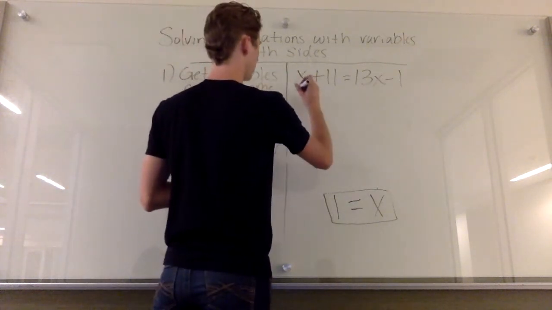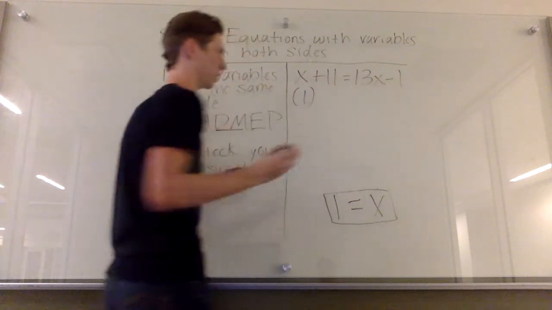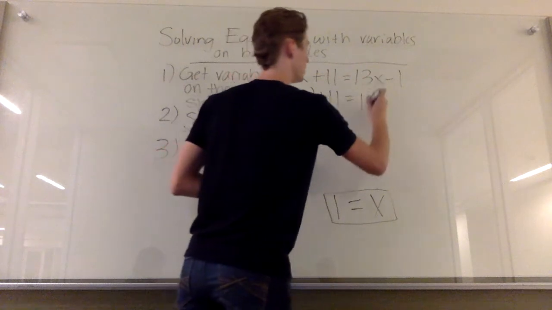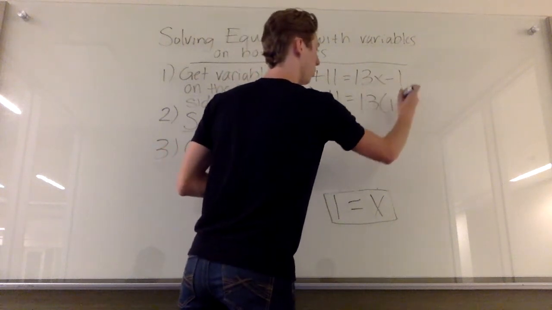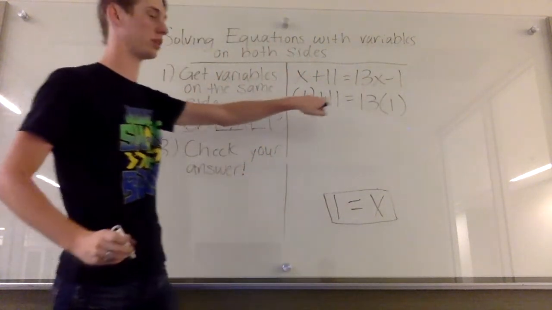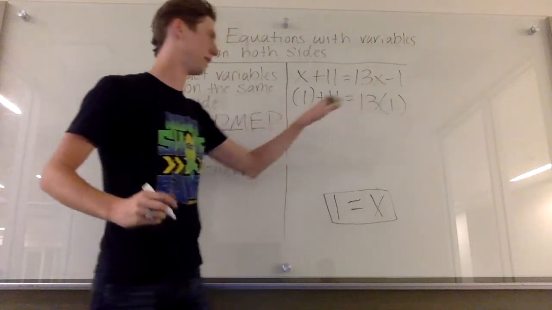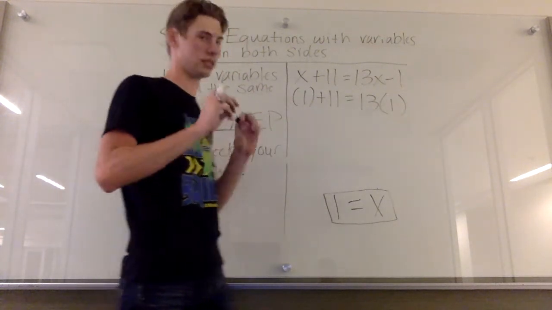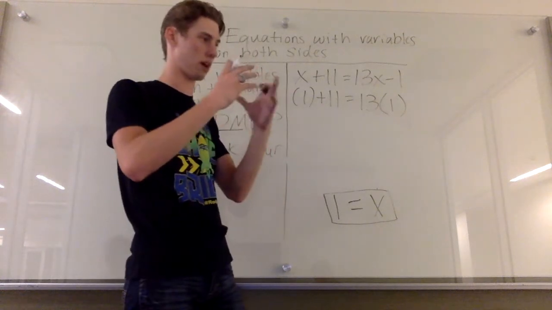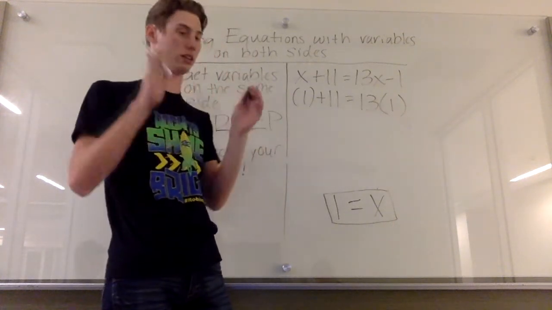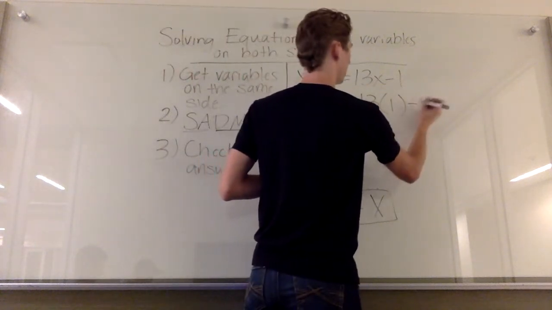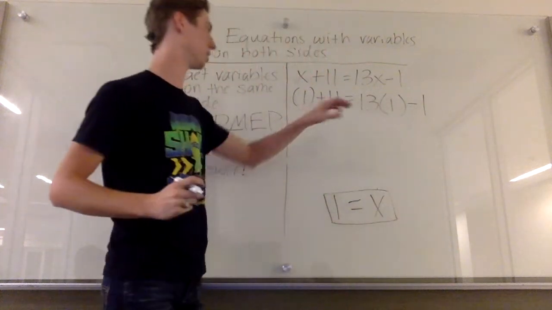So we've got an x here. Boom. There's a 1. Plus 11 equals 13 times 1. And if you'll notice, I'm putting parentheses around all of these. That just makes sure that there's no syntax errors, okay? Syntax errors is when the math's wrong, and if you put it in your calculator, it'll be like error, wrong. So putting in parentheses avoids all those issues.